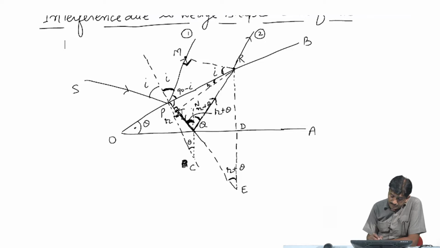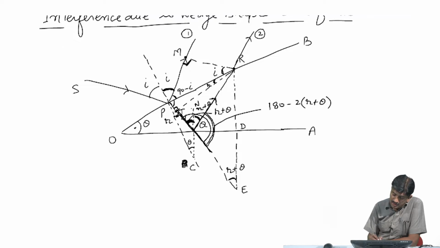And now if this angle is R plus theta, for this light ray, listen carefully, the total angle is 180 degrees. This angle is R plus theta, this angle is R plus theta. It means this angle becomes 180 minus 2(R plus theta). This angle is 180 minus 2(R plus theta). And we know that this angle plus this angle plus this angle should be 180 degrees.